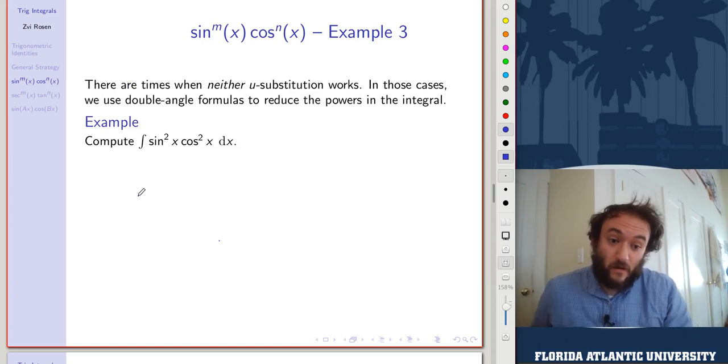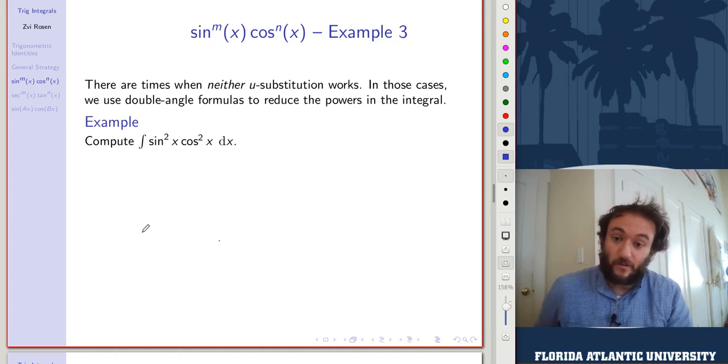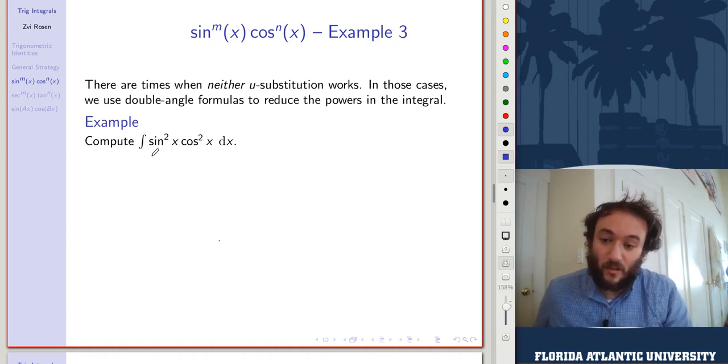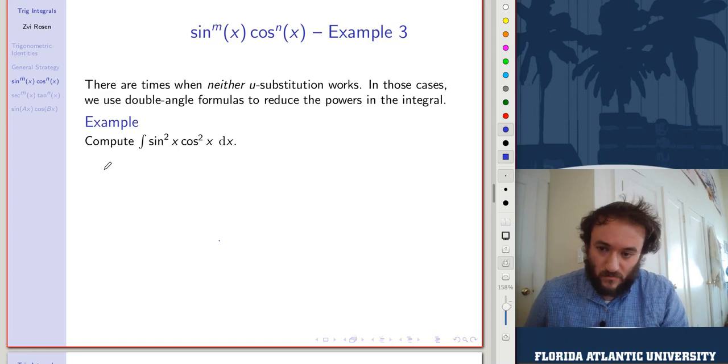There are also times where neither u substitution works for you. And in those cases, we'll use double angle formulas, which we saw earlier in the talk, to reduce the powers of the integral. Here's an example where that happens. We're asked to compute the integral of sine squared x cosine squared x dx. What would happen if we tried to do a u substitution here?